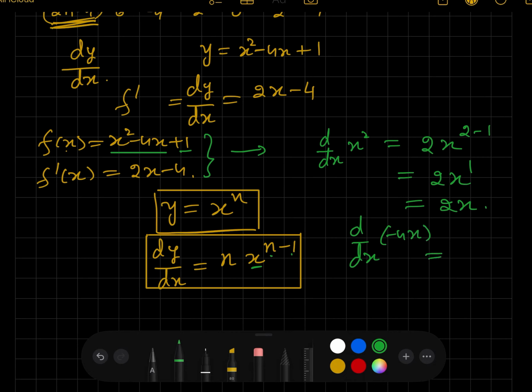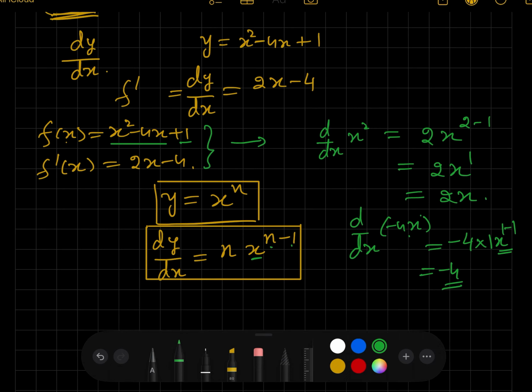Then negative 4x, if we have to differentiate negative 4x. Since negative 4 is a constant, it can be written as it is, and x raised to 1 gives 1 times x raised to 1 minus 1, which is negative 4 times x raised to 0, and that is 1 only. So 1 into 1 is 1. So d by dx of negative 4x is negative 4.